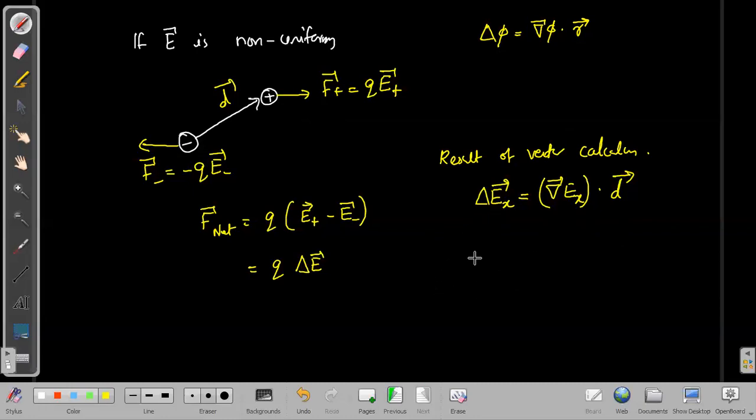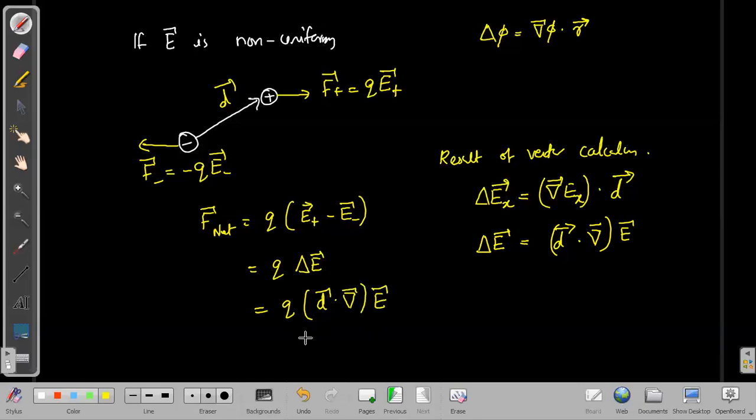So in general, what would be the change in the total electric field? It will be the sum of all these changes: the change along x direction plus change along y direction plus change along z direction. And I think it is possible to write this equal to d dot del acting on E. So the net force, I can write as Q times d dot del acting on E.